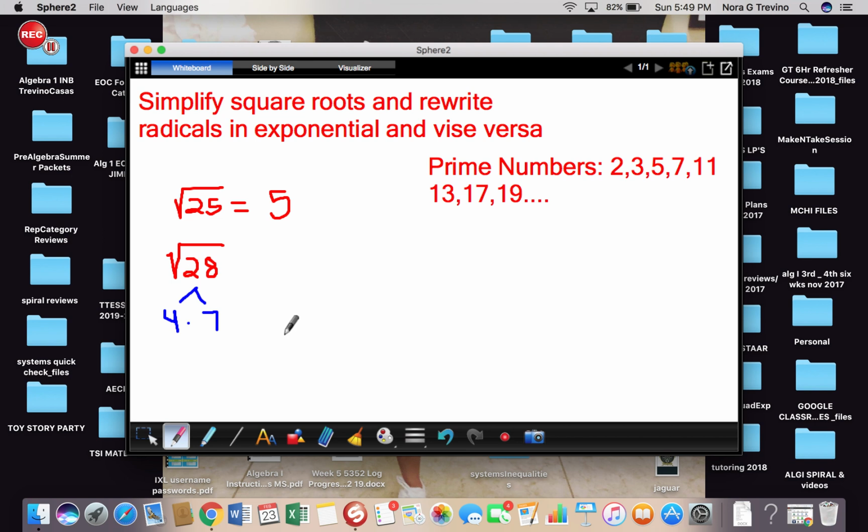Then you have to keep breaking up the numbers as much as possible. For example, I can't break down 7 anymore because 7 is a prime number. But the 4, I can keep breaking it down. What can I break 4 down into? Now, you don't want to use ones, so stay away from 1. 1 times 4, no. Think of other factors. Well, 2 times 2.